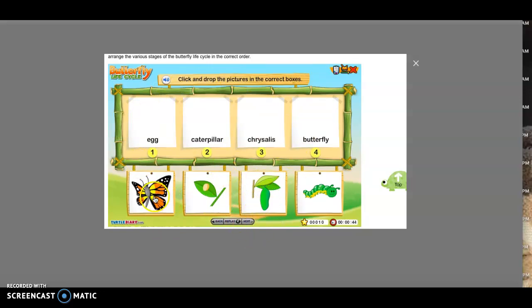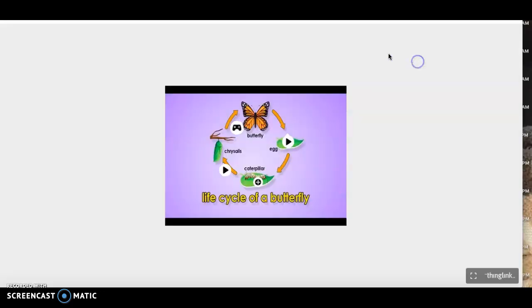It also has different functions like the pictures, so I can put the egg here. But yeah, I can click and drag and put different ones in different places. So yeah, those are all my resources.